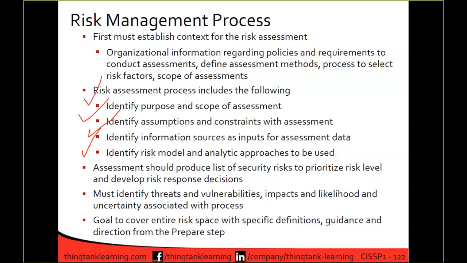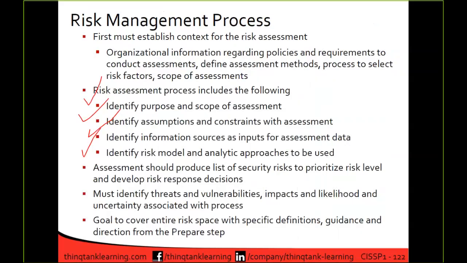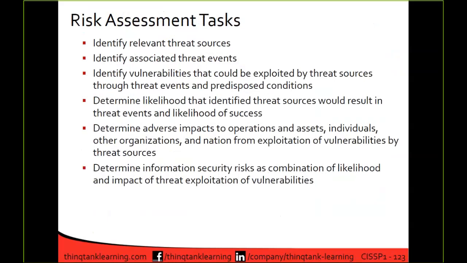All right? The goal is to cover the entire risk space with specific definitions, guidance, and direction from the prepare step, which we saw here in this diagram. All right. So identify the relevant threat sources. For example, if I'm a military organization, a threat source might be a nation state. But if I'm a think tank, I'm not necessarily concerned about the Russians attacking me, right? So the threat source will change depending on the organization. Identify the associated threat events based on those threat sources.